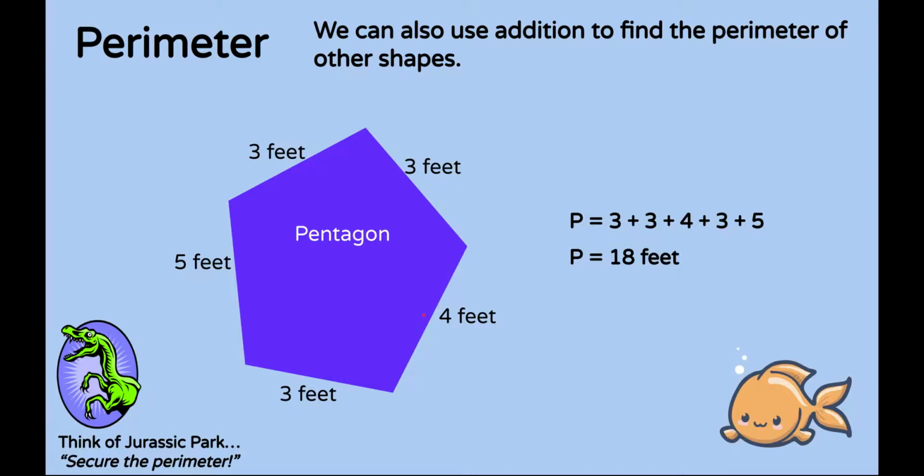The other thing that you can do is count on. So count on with me. 3 plus 3 is 6. Put that in your head and count on 4 more. That makes 10. Put that in your head and count on 4 more. That makes 13. Put that in your head and count on 5 more, and that makes 18. That is 18 feet. We know these are feet.